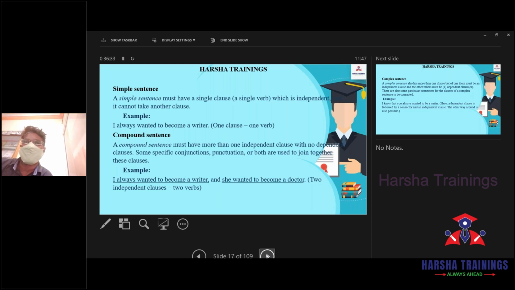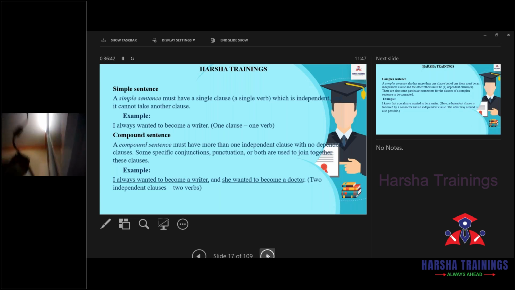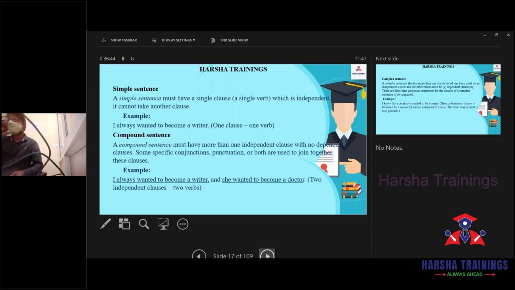What is that verb here? You know what verbs are, right? Action words. Any word that has an action in it is called a verb. So only one verb is there. One clause, one verb. I always wanted to become a writer. Any doubt you have, guys? No? Are you able to understand? Yes? Okay. So understood what a simple sentence is?